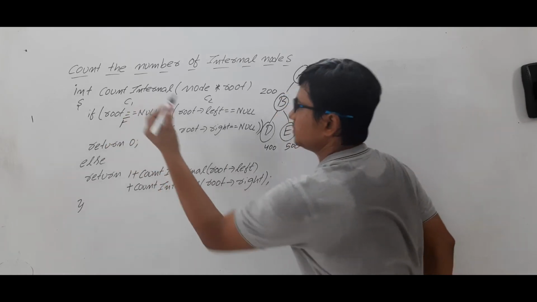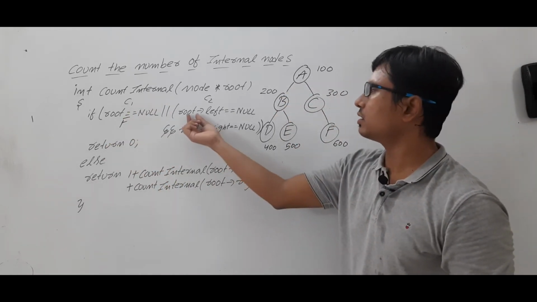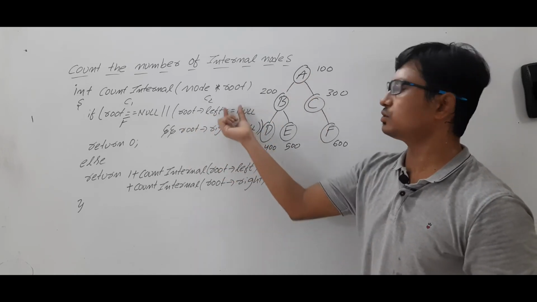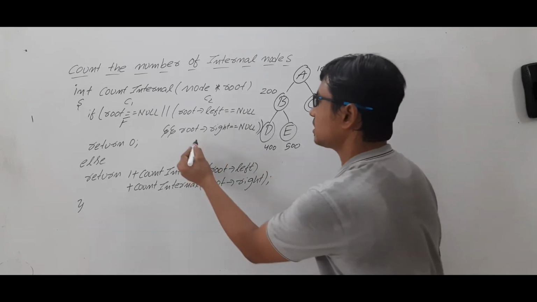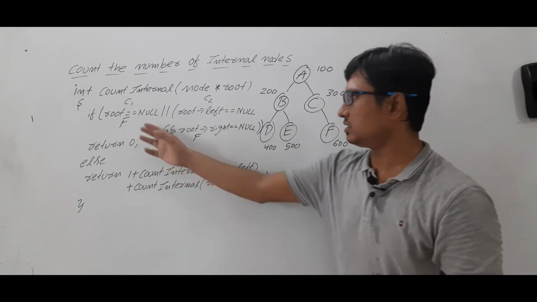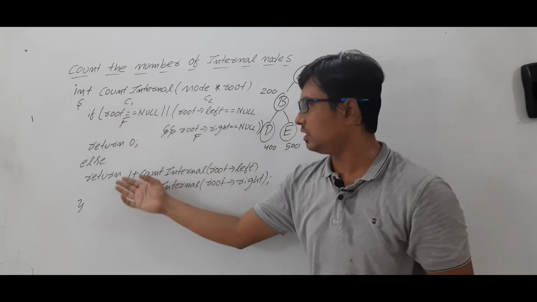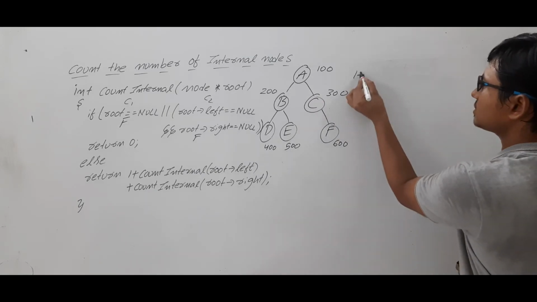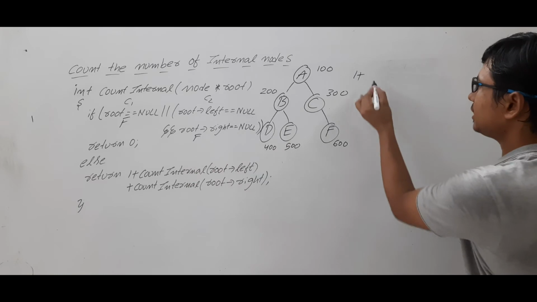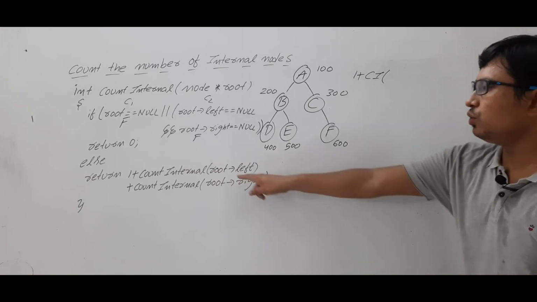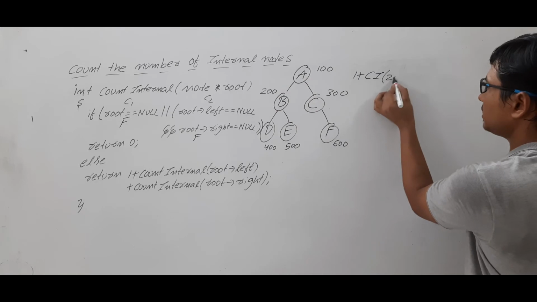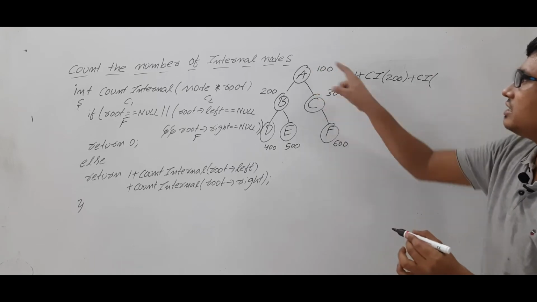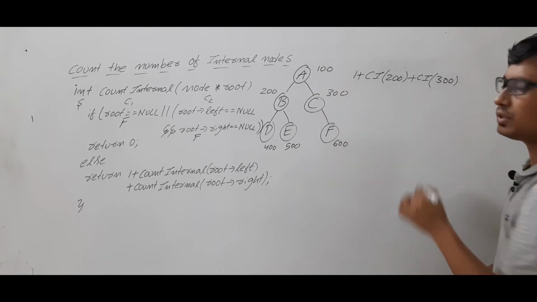Okay, let me check it. We will check whether this condition will be true or not. Root of left: 100 left is 200, 100 right is 300. So they are not equal to null. Even this condition is false. If both the conditions are false, then the entire condition will be false. Then I will come to the else part. What will the else part be? 1 plus count internal nodes, let me write it in shortcut as Ci. Root of left, 100 left is 200, plus root of right, Ci. Root of right is 100 right, which is 300. Are you able to understand?